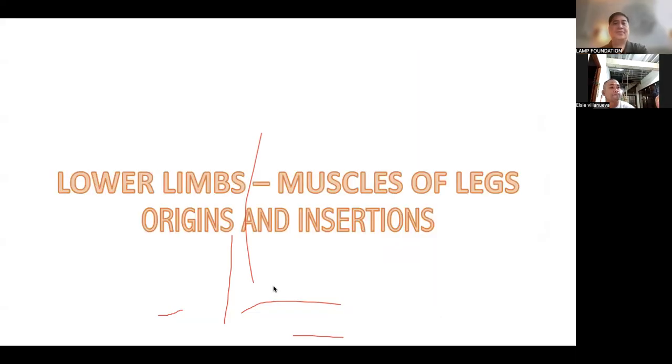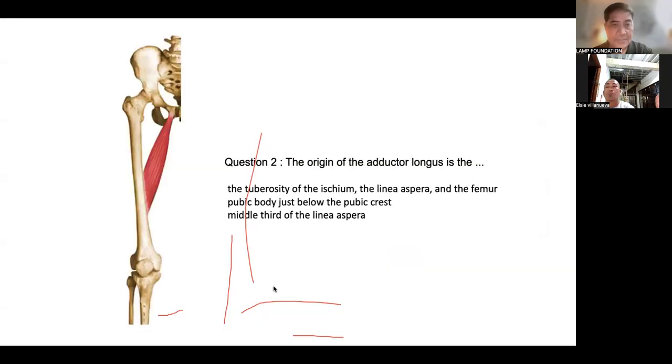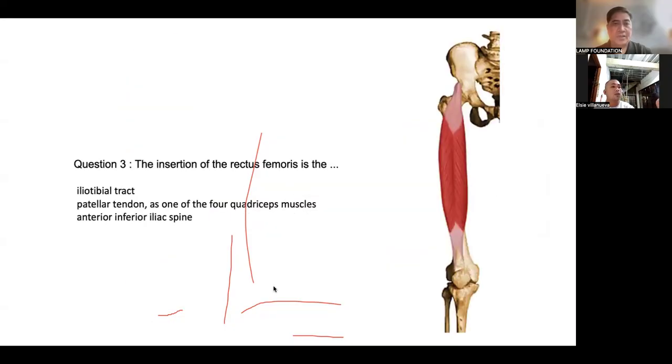Now let's go to origins and insertions of the muscles of the legs. The gluteal tuberosity of the femur and the iliotibial tract form insertion of which muscle? Gluteus maximus. Origin of adductor longus. Pubic body just below the pubic crest. Insertion of rectus femoris. Patellar tendon as one of the four quadriceps muscles.